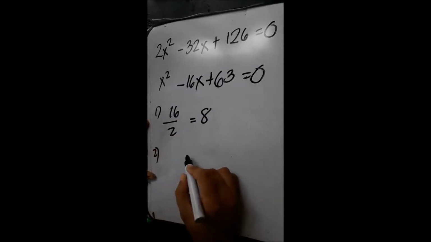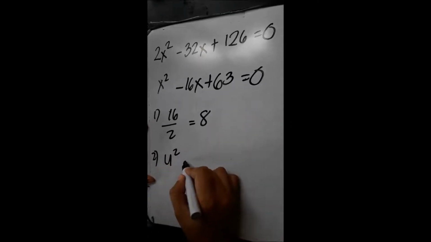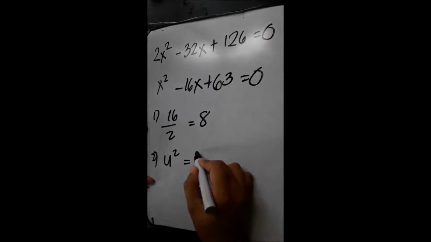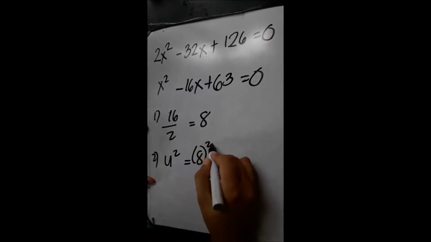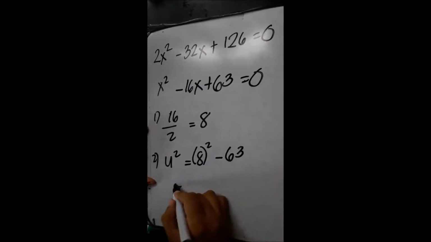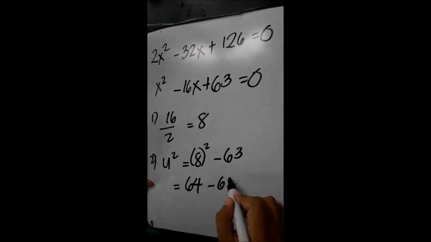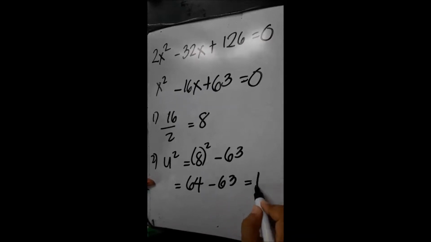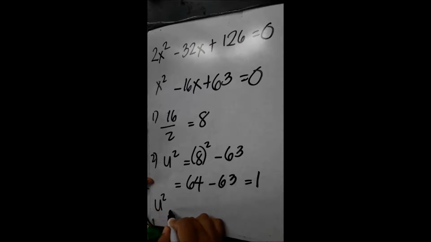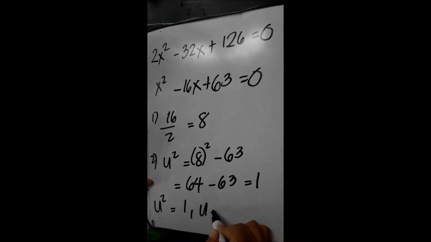And step 2 is to have a u squared for a distance, which is equal to the square of 8. So this is 8 squared minus the constant, which is 63. And simplifying, 8 squared is 64 minus 63, and this is equal to 1. So u squared is equal to 1, hence u is equal to the square root of 1, which is equal to plus or minus 1.